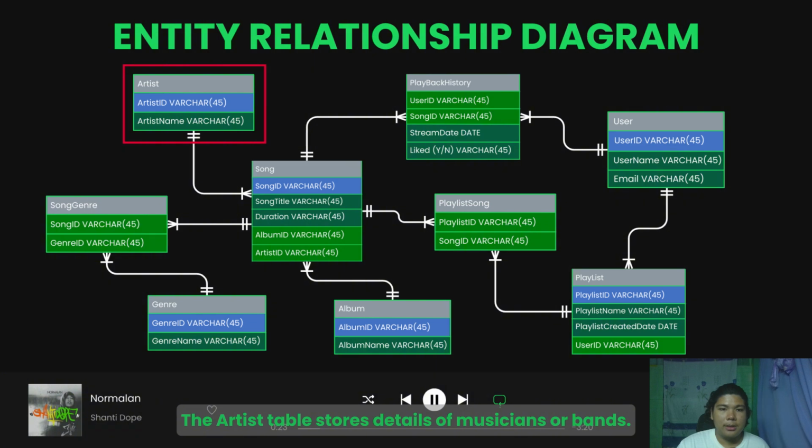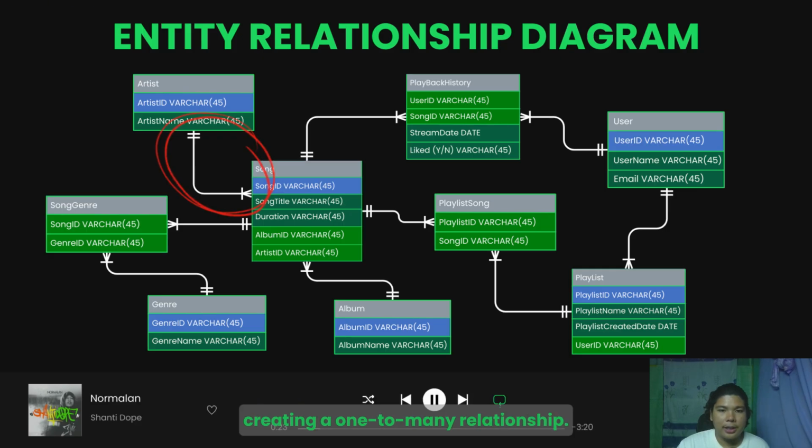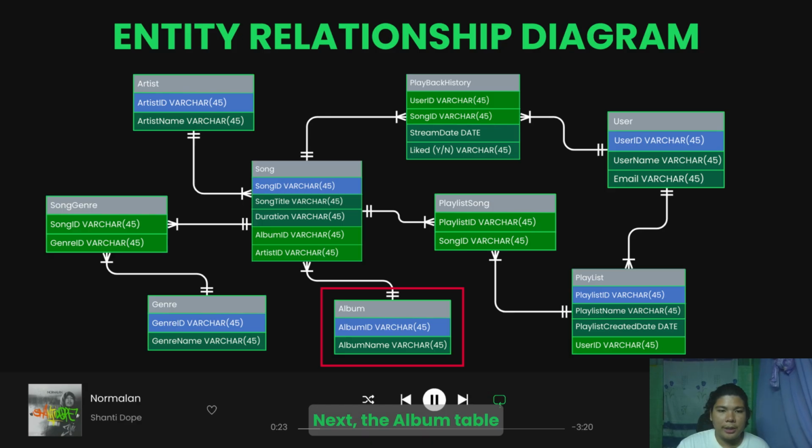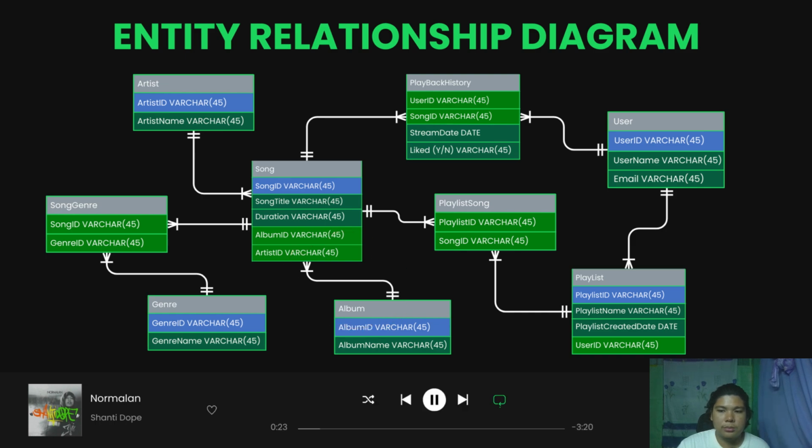The artist table stores details of musicians or bands. As mentioned, an artist can have multiple songs but each song belongs to only one artist, creating a one-to-many relationship. Next, the album table. It stores album IDs and names. We can see here that the relationship between albums and songs is one-to-many, meaning an album can contain multiple songs but a song belongs to only one album.